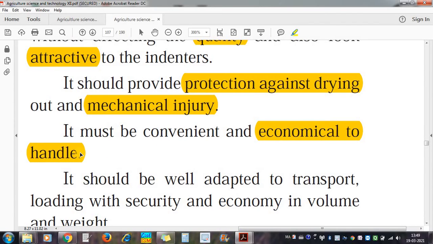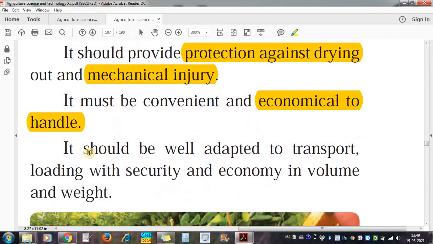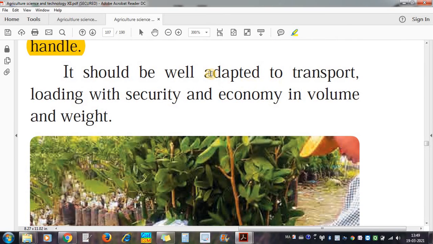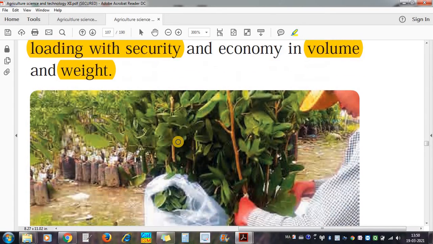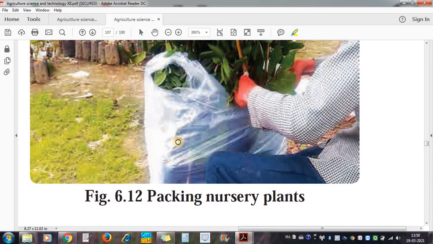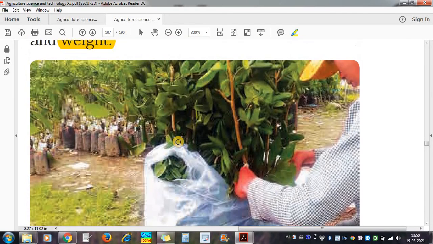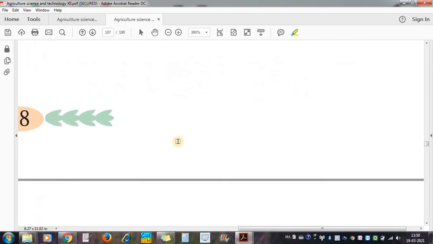For that purpose, big trees are difficult to transport. Small nursery plants can be easily transported. Then it should be well adapted to the transport mode and loading system. It should consider security, weight and volume. So as per the volume and the number of plants, the mode of transport is to be selected. So this packing is very important. Have a look at the method of packing. As per the size of the plant, the packing system is to be decided.